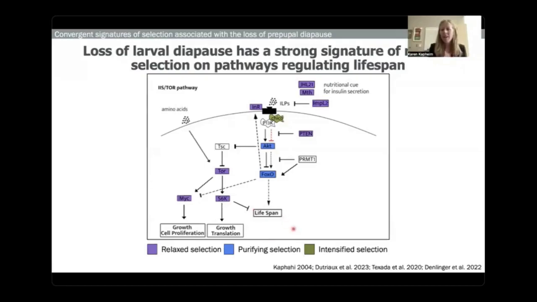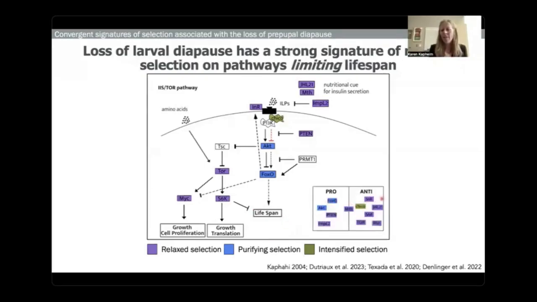Now, what's interesting, because these pathways are so well studied, we have a good understanding of their role in lifespan. And we find that a lot of these genes that are under relaxed selection have a lifespan reducing effect. And so that means that in the species that have lost larval diapause, these genes that reduce lifespan are under relaxed selection. Whereas in the species that have lost larval diapause, the genes that have a promoting effect on lifespan are under purifying selection.